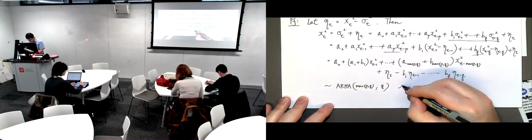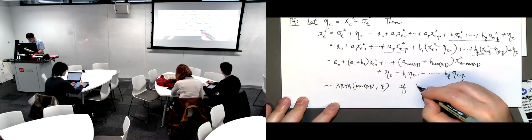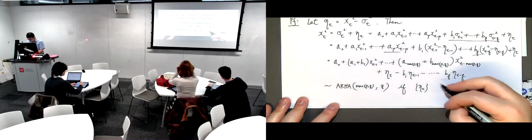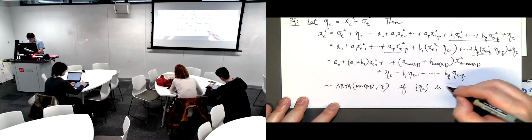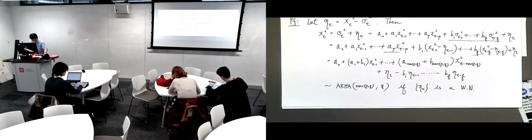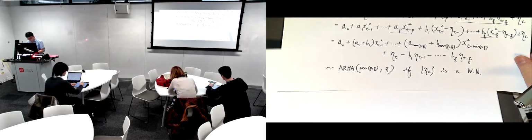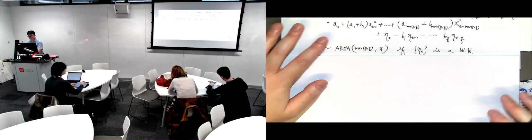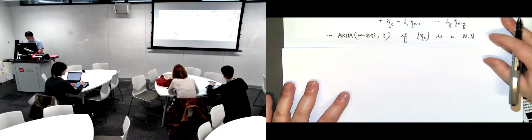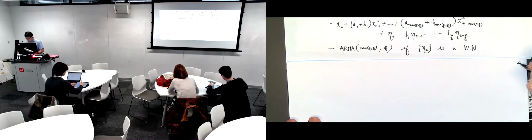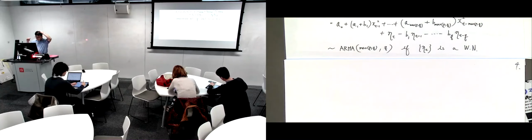But wait, of course, we can only say that if we prove that eta_t is a white noise. That's the definition for an ARMA model, okay? So this noise time series has to be a white noise. Well, is it a white noise? Let's verify that. So that's the equation, okay? So let's verify if it's a white noise.